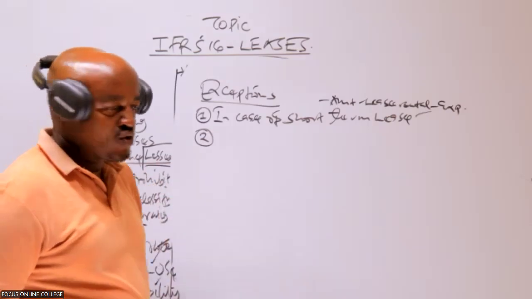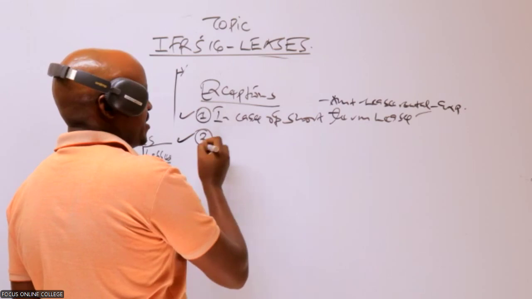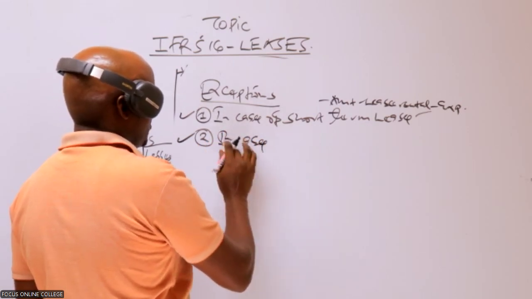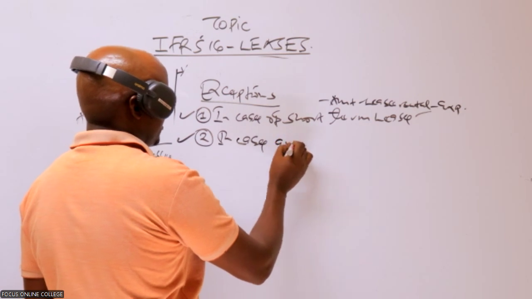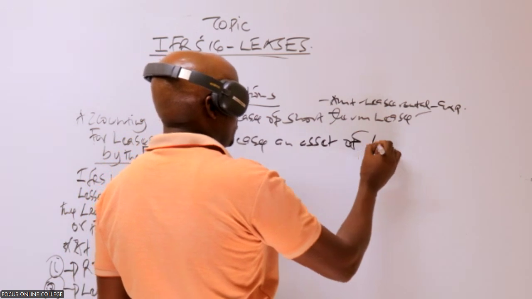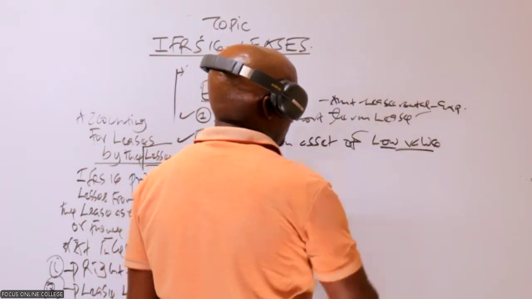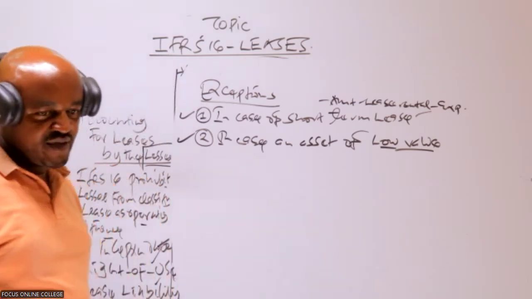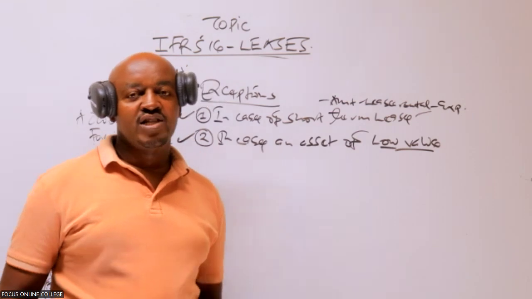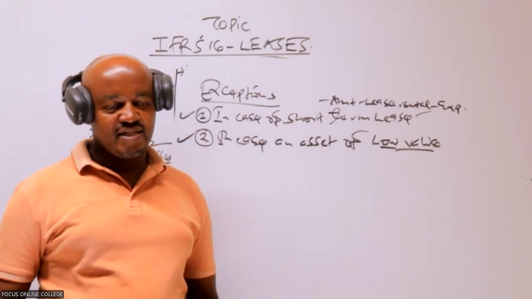Number two is in case of an asset of low value. So what does that mean? It basically means that if, for example, you lease an asset which is regarded to be of low value, you don't have to recognize the right of use asset and the lease liability.